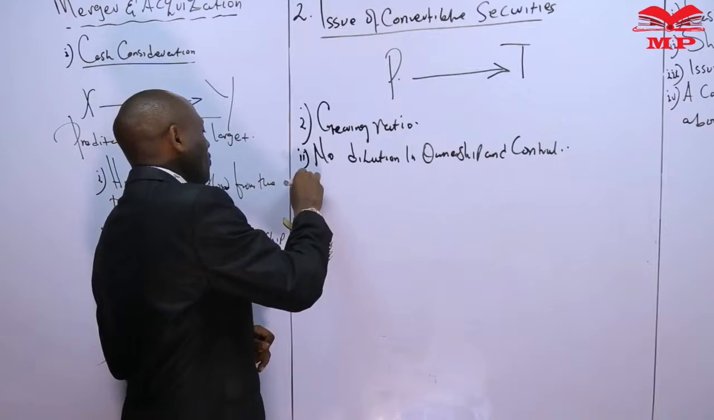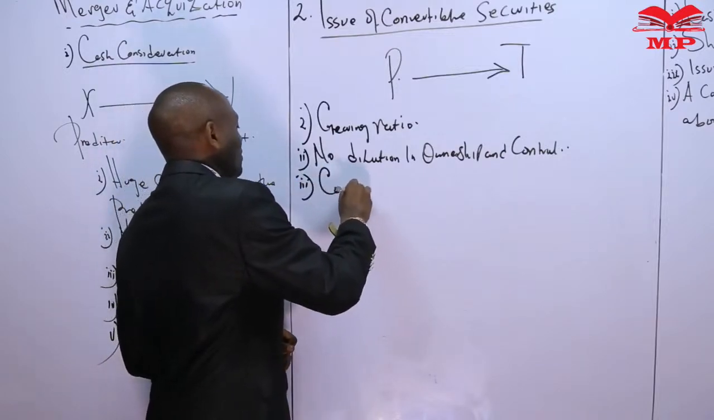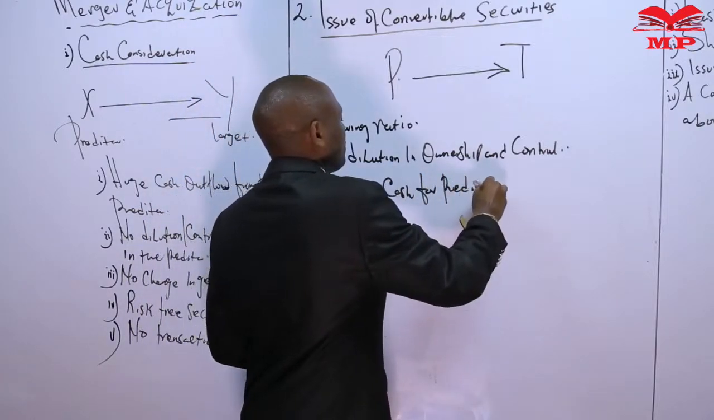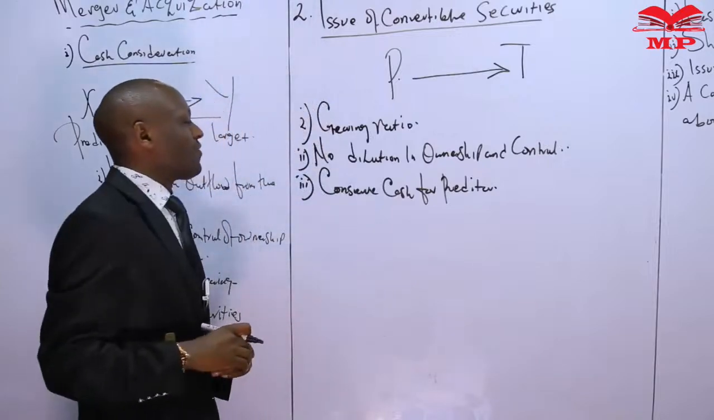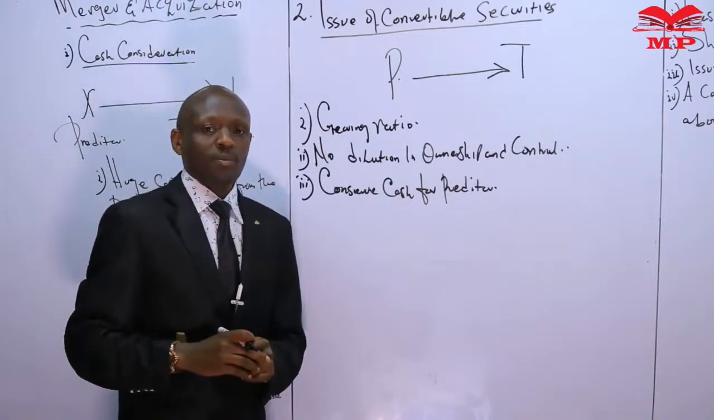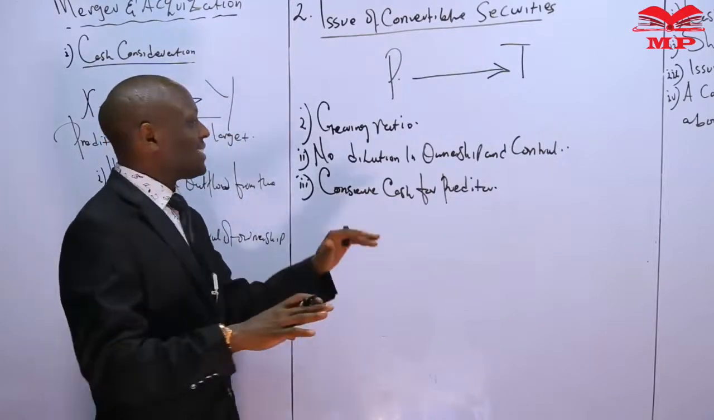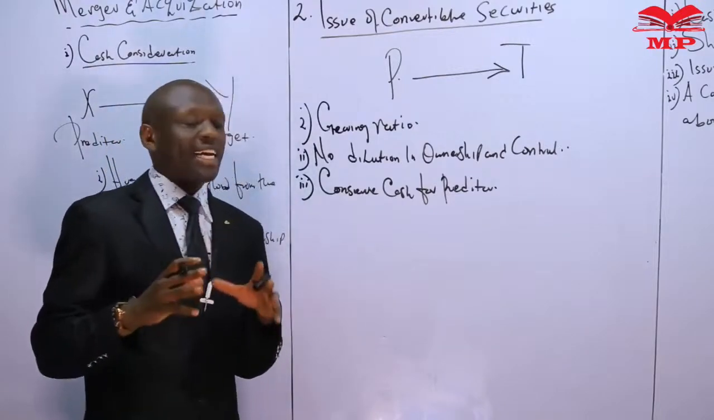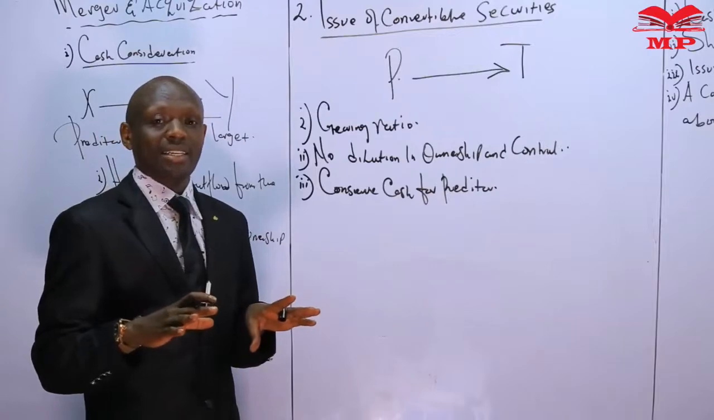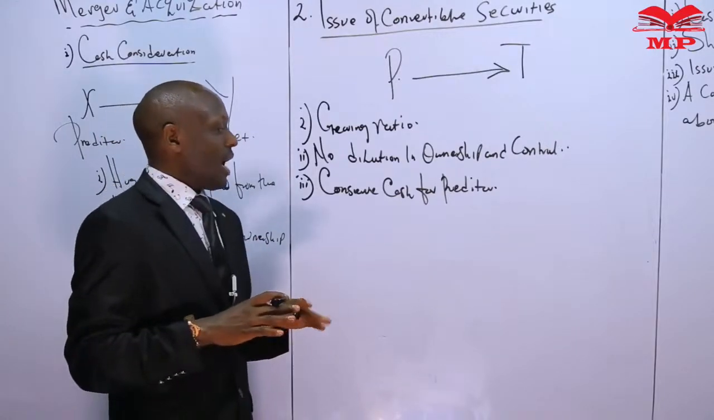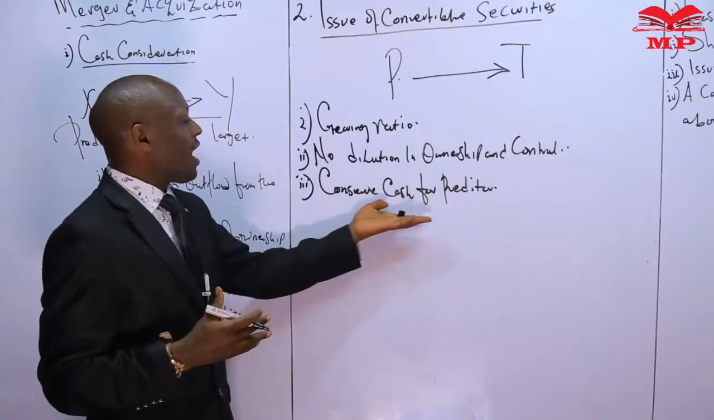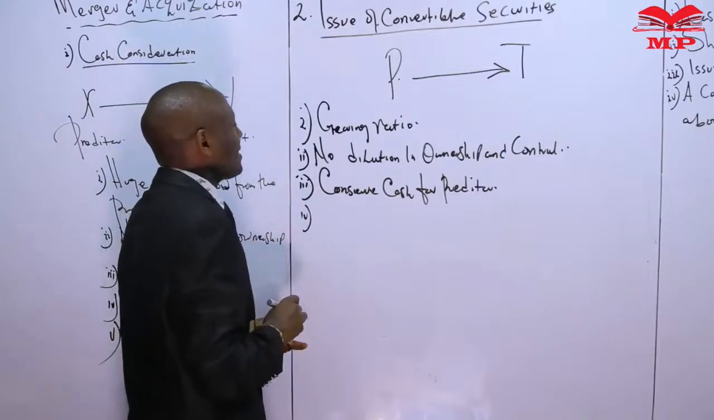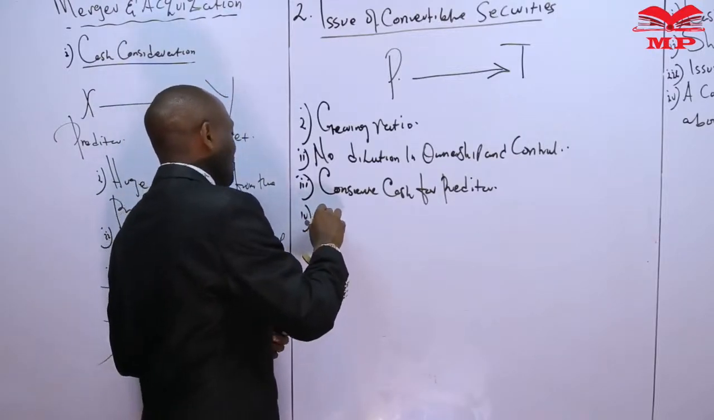The other one, number three, it conserves cash for the predator. This form of consideration will conserve cash for the predator. This is because no cash payment is done to the target. So the cash is retained in the predator, and the predator cannot experience any liquidity challenges after the merger and acquisition. As a result, the firm will have stability in cash flow.